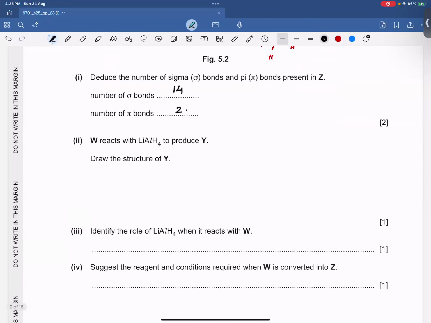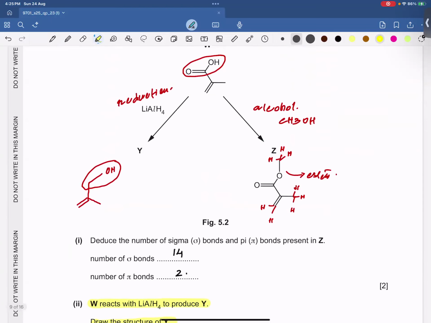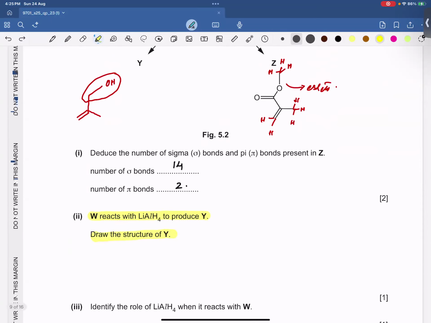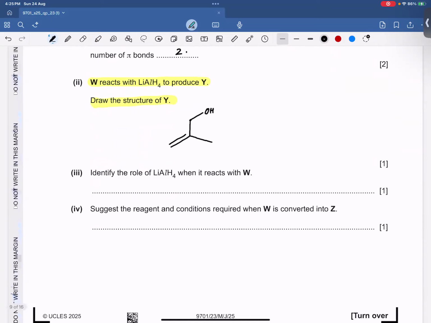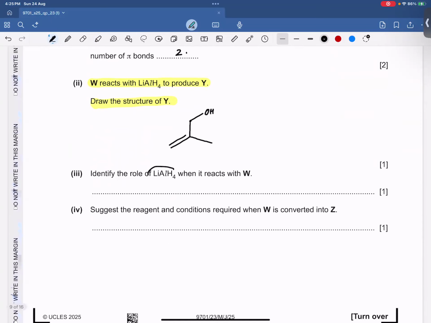W reacts with lithium aluminum hydride to produce Y. Draw the structure of Y. Obviously, it's going to be the primary alcohol. That is the structure. I need to write it down there. There's a CH2OH. The double bond will remain as it is. Okay. Identify the role of lithium aluminum hydride. It's a reducing agent.